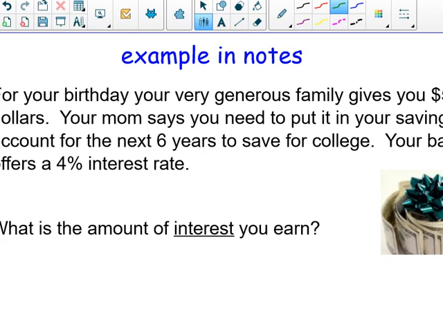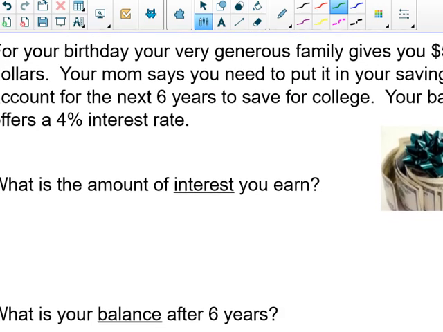Okay, so let's be a banker for a second. Your birthday, look at this. Your very generous family gives you $500. And your mom says, oh, no, you are not buying a new phone. You are putting that directly into your savings account for the next 6 years to help you pay for some sort of college. Currently, your bank is offering a 4% interest rate. What is the amount of interest you earn?